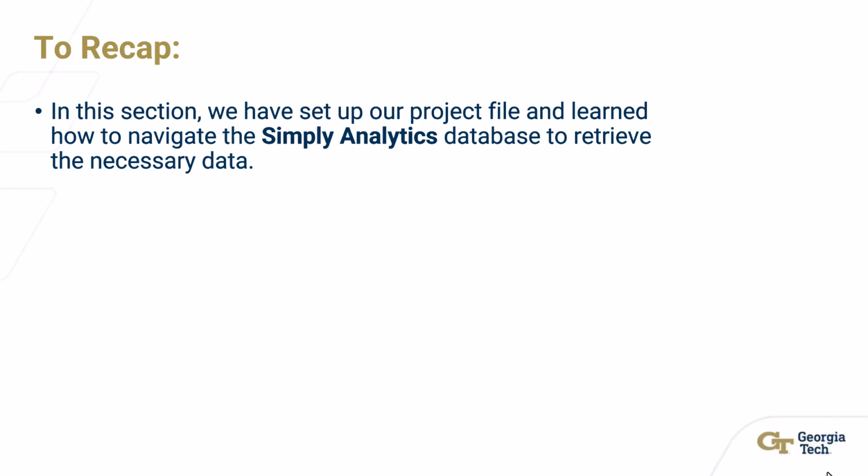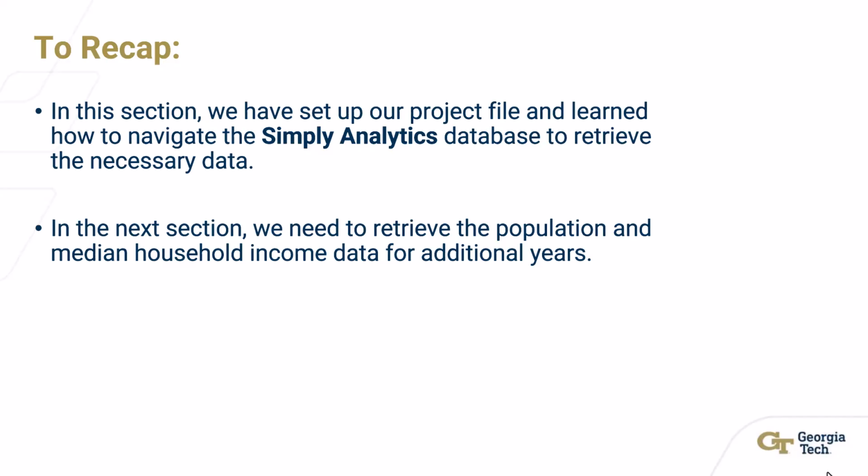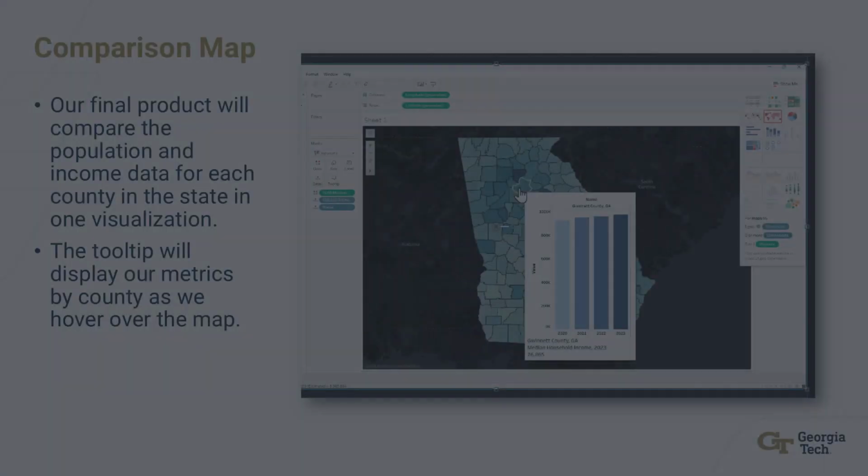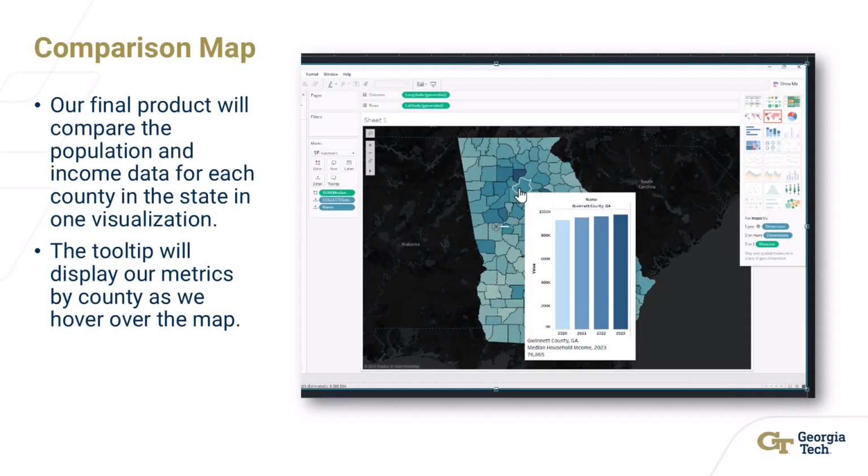In the next section, we will need to retrieve the population and median household income data for additional years. We are building towards our eventual comparison map. Our final project will be a Georgia state map that looks something like this, comparing the population and income data for each county within the state in one visualization.